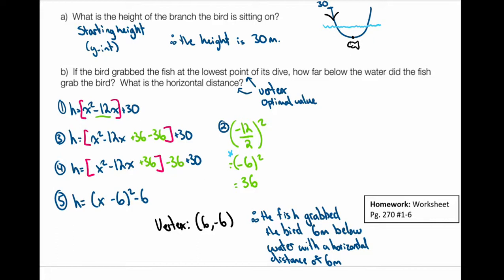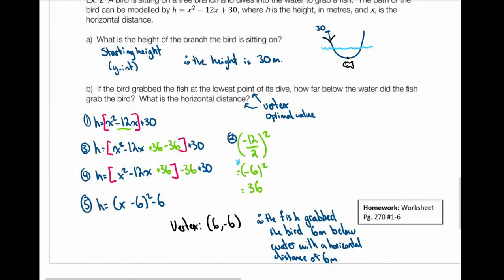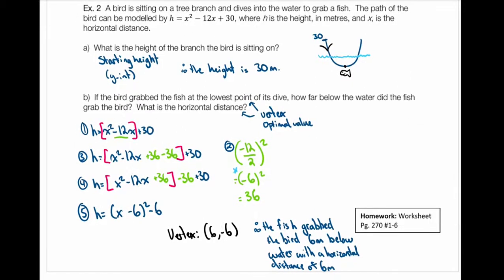So again, we use the vertex form to find our optimal value. We've converted to vertex form by using completing the square, which allows us to go from standard form to vertex form, and it allows us to find that optimal value. So again, go through those 5 steps to convert from one form to another. These 5 steps will only work right now when the a value is equal to 1.